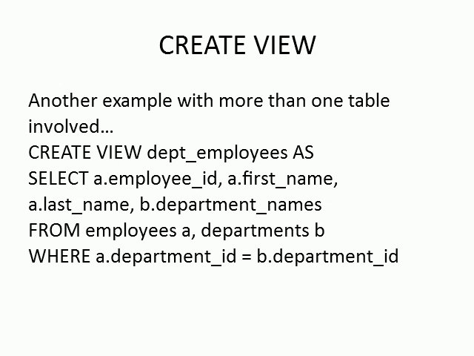This is another example of create view. Here we are creating a view from two tables, the employees table and the departments table. We are using alias A for the employees table and B for the departments table, and joining these tables by department ID, and this will include 3 columns from the employees table and department name from the departments table.